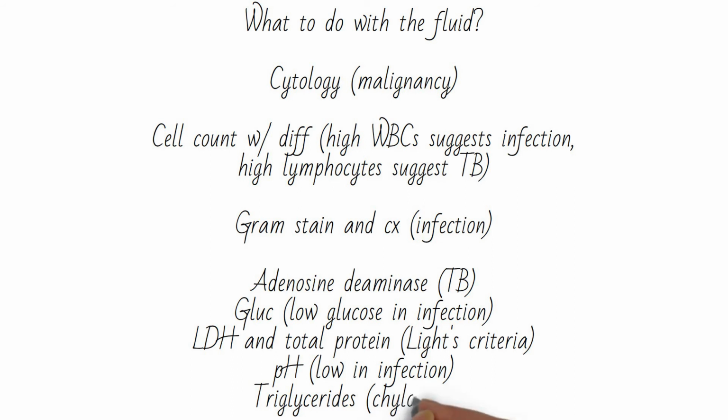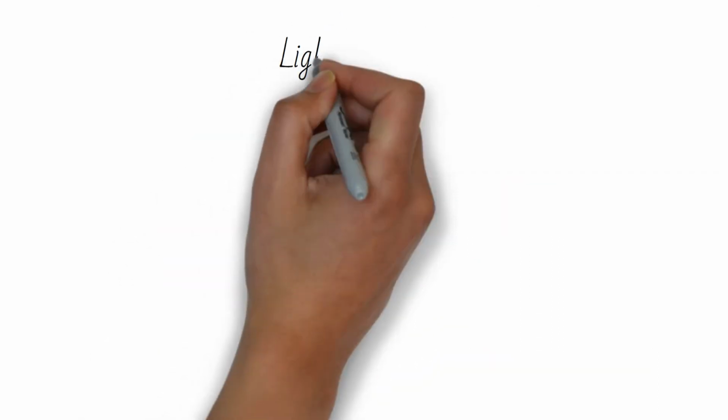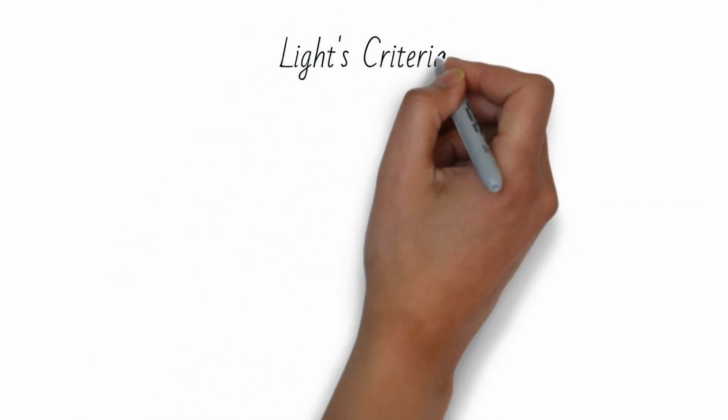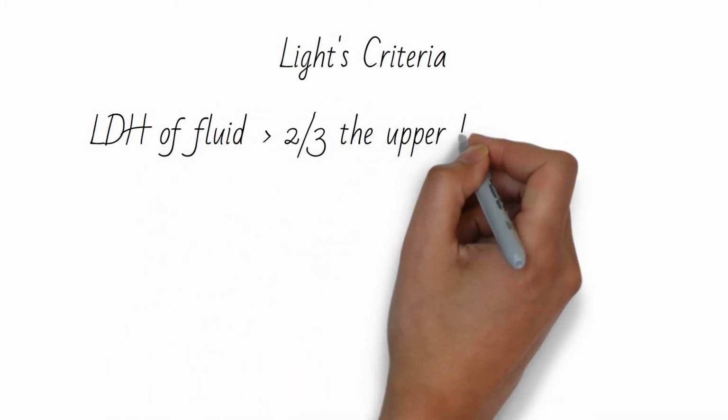At the same time, serum LDH and total protein should be tested, as they are also necessary for Light's criteria. What are Light's criteria? Light's criteria helps to differentiate between transudative and exudative effusions.